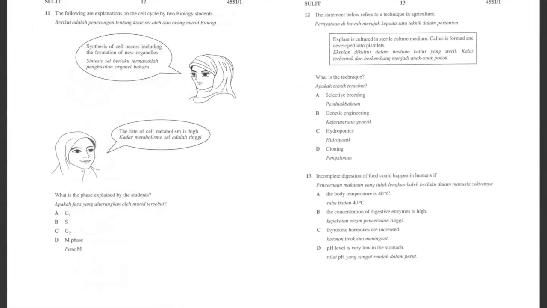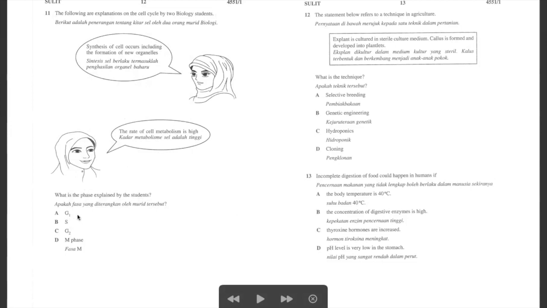Okay, so there are two girls talking about cell division. What are they saying? Synthesis of cell occurs, including the formation of new organelles. The rate of cell metabolism is high. So basically, what is the name of the process that has all these things? The answer is A.